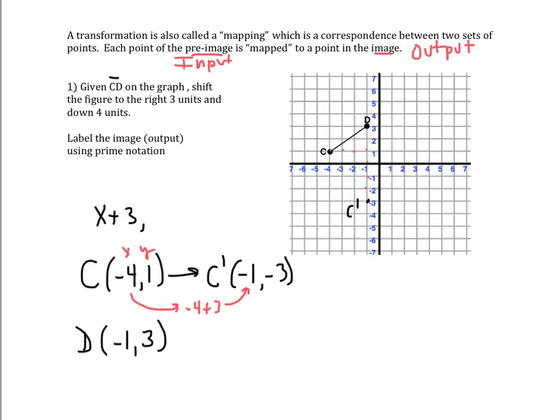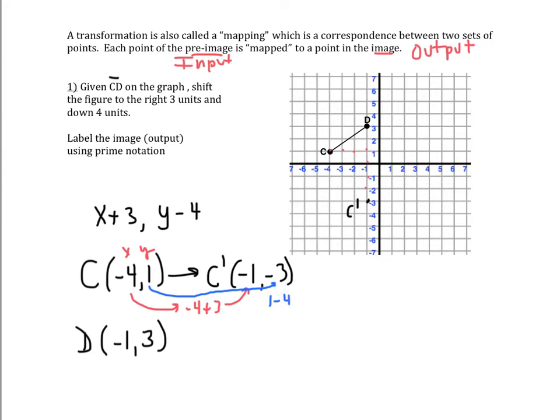Do the same thing with your y. Okay, the y value changes because we're going down 4 units. So if we're going down 4 units on the y-axis, we want to be subtracting 4 from the y value. So check that out. 1 minus 4 will lead us to that -3. Again, 1 subtracting 4 equals -3.